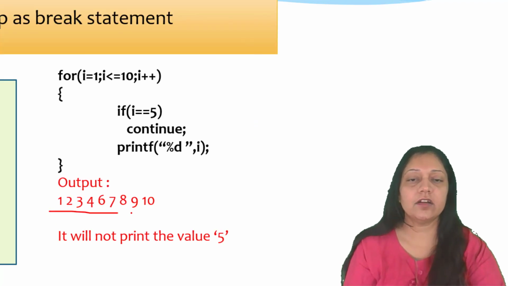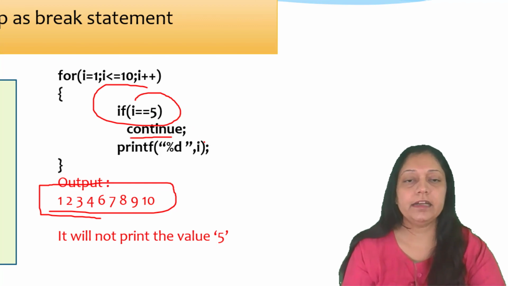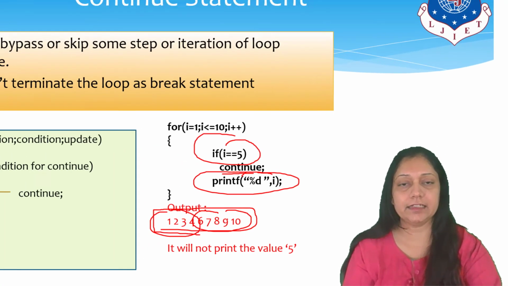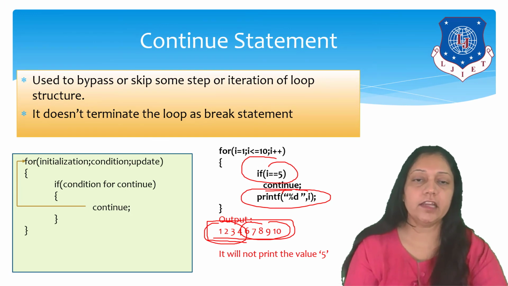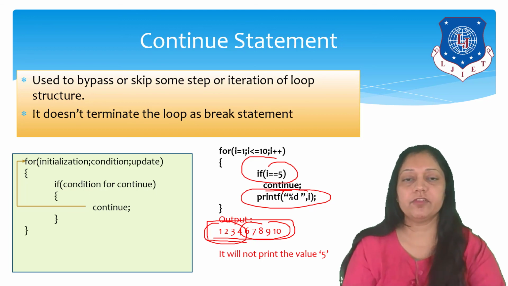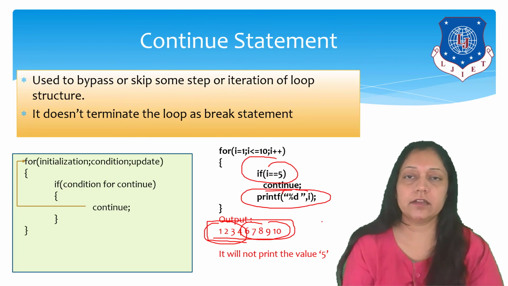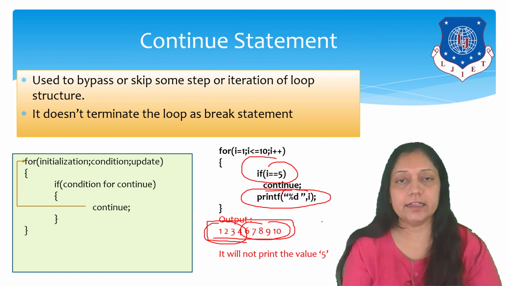So as you can see here, in case of continue, because of this condition, that is i equal 5, printf got skipped. So my output was 1, 2, 3, 4, 5 got skipped and then 6, 7, 8, 9, 10. In case of break, it used to exit the loop, but in case of continue, it will skip some part of your statements. So that is the main difference between break and continue. Today we have seen three important things: one was the comma operator, then the break statement and then the continue statement.